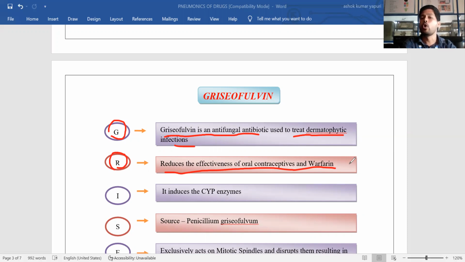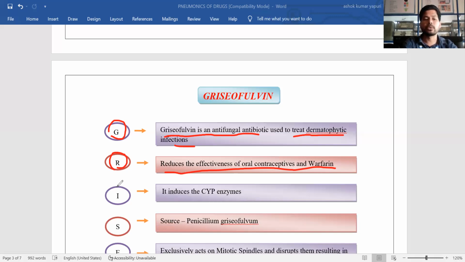So warfarin and oral contraceptives are pre-metabolized. They are metabolized easily, and there is a chance of decreasing the activity of warfarin as well as oral contraceptives. That's why Griseofulvin reduces the effectiveness of oral contraceptives and warfarin by promoting their metabolism. How is it promoting their metabolism? By increasing the liver enzymes. That's why Griseofulvin is regarded as an enzyme inducer.